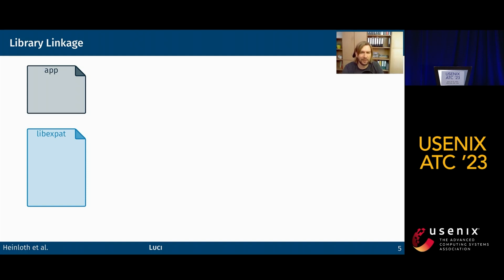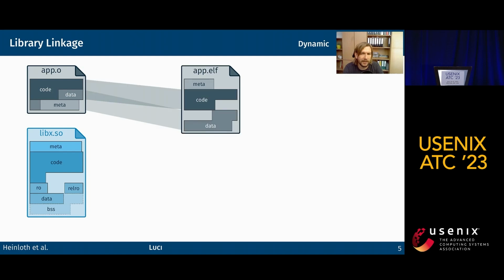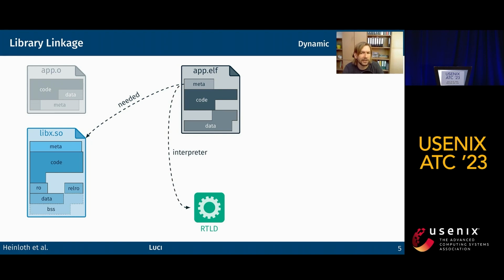To be able to develop a solution, we first have to look at how libraries are linked. For system software, dynamically linked libraries are common. Here, the executable only contains the application code, while its metadata has a reference to the required shared object of the library. And additionally, it contains the path of a dynamic linker loader, also known as the runtime link editor or RTLD.